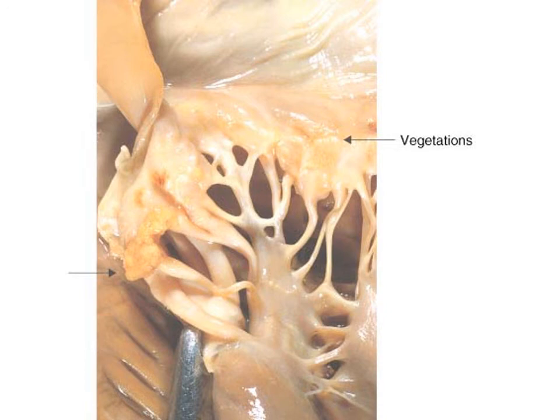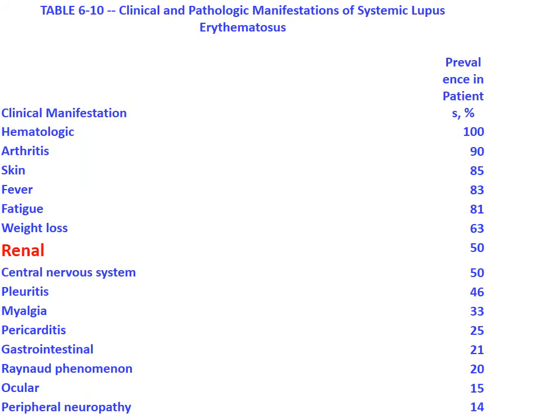SLE also presents with vegetations. These friable vegetations are present on both sides of the leaflets. These Libman-Sacks vegetations are characteristic of SLE, as they are present on both sides of the valve leaflets, and this is the only condition that presents with vegetations on both sides.